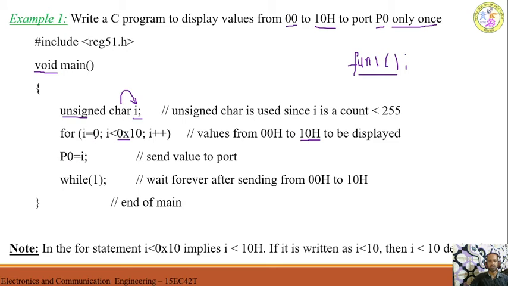P0 is equal to i. What is i now? i is equal to 0. So 0 will be displayed on port 0.